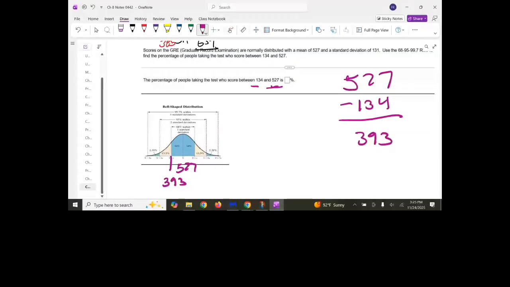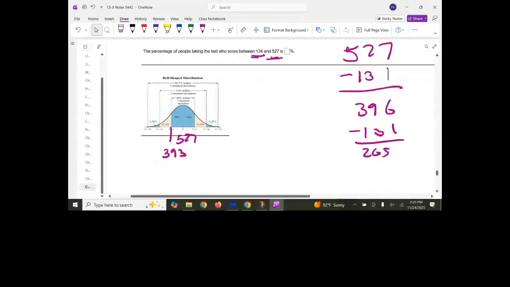Okay, y'all, I'm trying to get to 134. Or you know what? My standard deviation was not 134. My standard deviation was 131. Sorry, y'all. Let's fix that right here. So 527 minus 131, 396. Much better. Okay, let me subtract 131 again. So 396 minus 131, I'm coming up with 265.